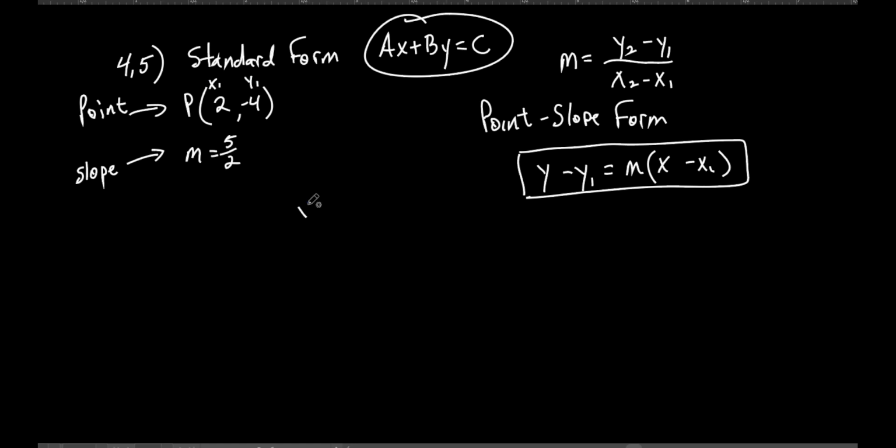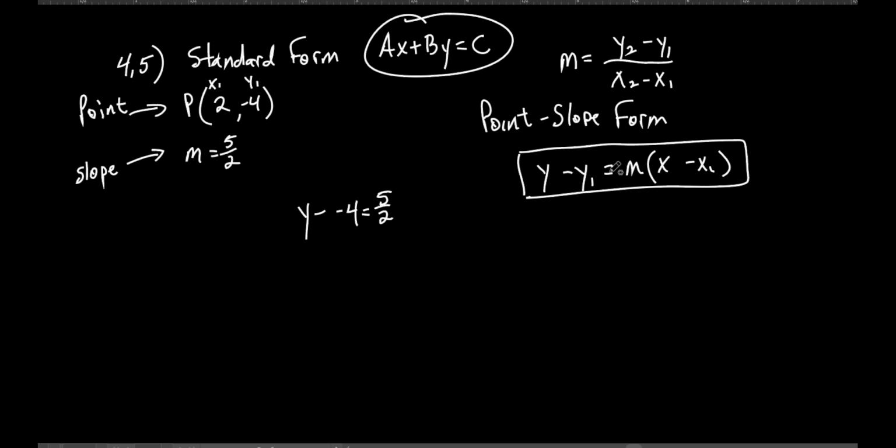So how do we do this? We just say y minus y1. What's my y1? Negative 4. So it's minus negative 4 equals m. What's my m? 5 over 2. It's a slope. They give it to us. Remember, they gave you this point. They gave you this slope right here. All they want you to do is to write it into this form.